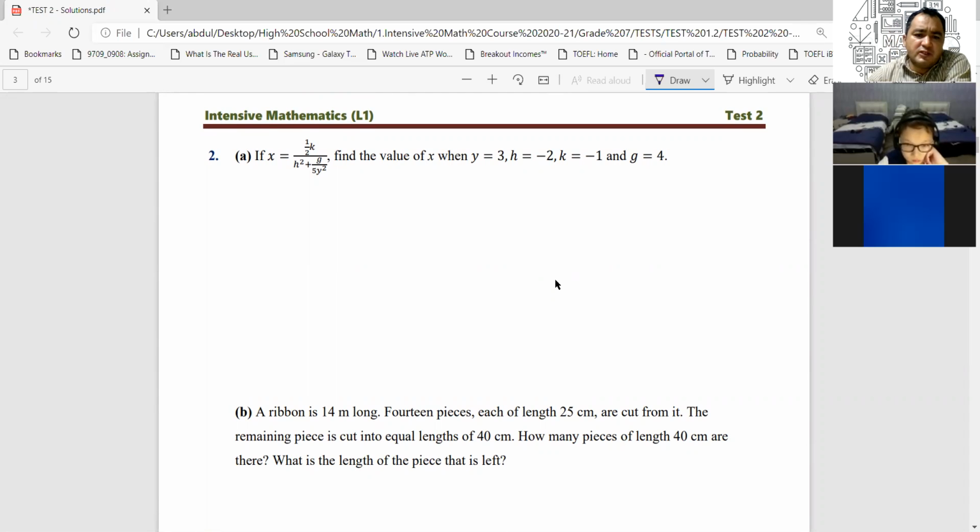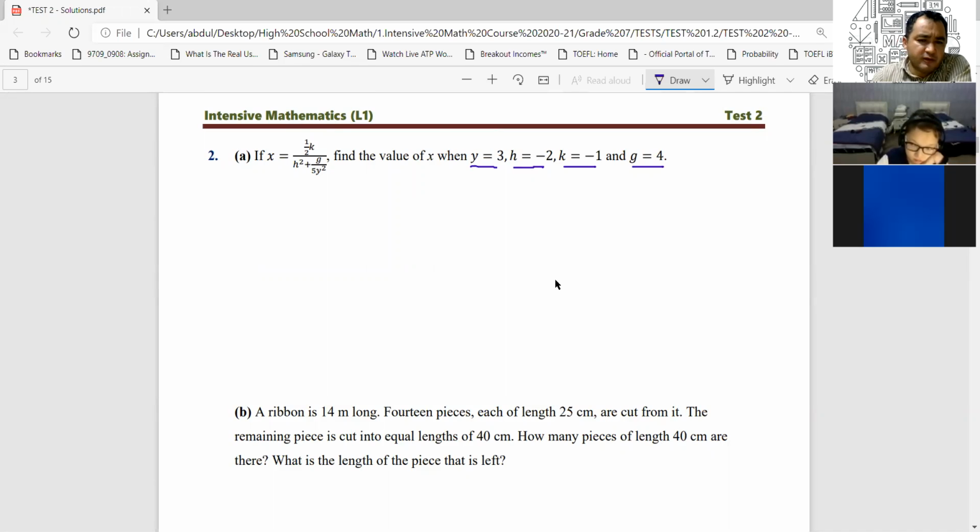This is the evaluation of algebraic expression. In math, that's really important, right? A lot of times, especially if you're calculating the area of a geometric figure or its volume or surface area, a lot of things, we need to be able to evaluate the algebraic expression. Here it says that if x is given by this equation, find the value of x when y equals 3, h equals -2, k equals -1, and g equals 4, right?